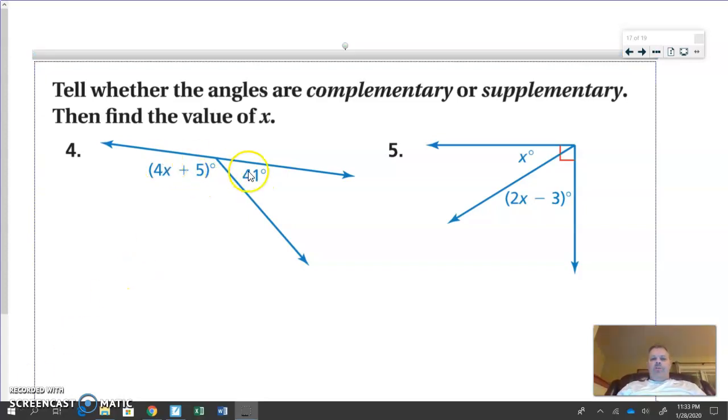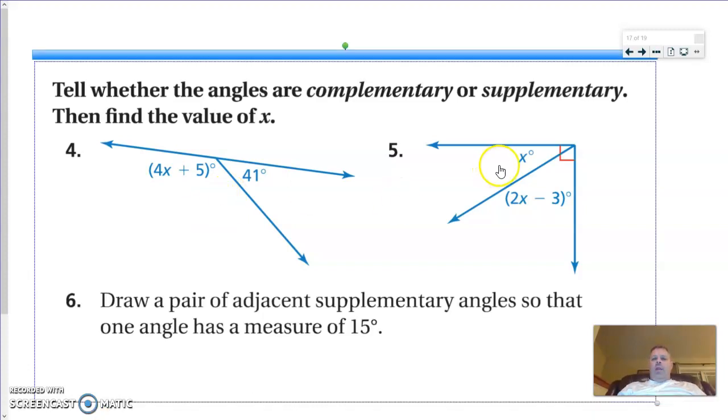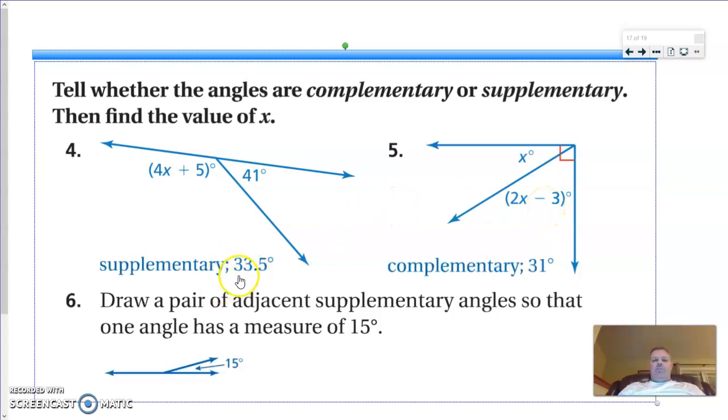In the first example, these are supplementary, so I know that 4x plus 5 plus 41 will equal 180. In this one, these are complementary, so I got x plus 2x minus 3 is equal to 90. My answers: this is supplementary, x is equal to 33.5. This is complementary, x is equal to 31.